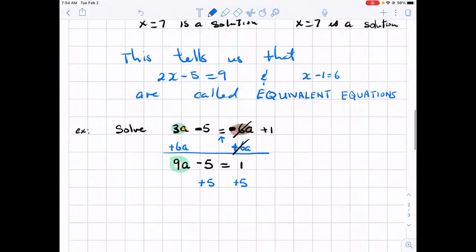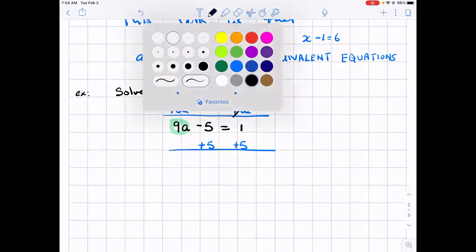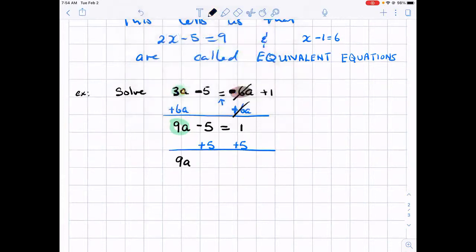Okay? And if I add 5 to both sides, what do I have left? The 9a stays. The minus 5 and the plus 5, when you add them, become 0, equals 5 plus 1 is 6. Okay?